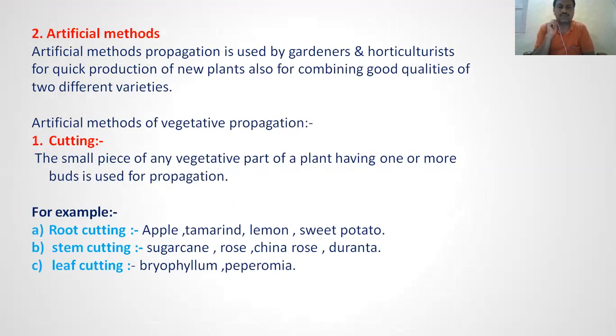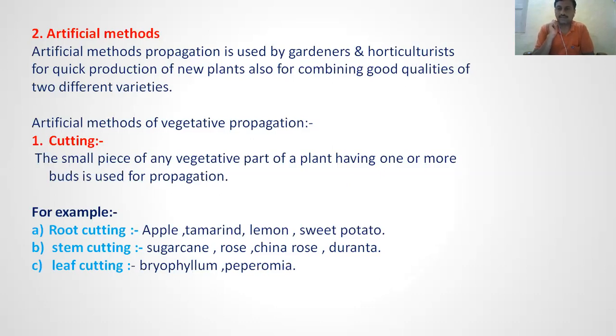Artificial propagation is used by gardeners or horticulturists for quick production of new plants, and also for combining good qualities of two different varieties. This artificial technique is a man-made technique. There are different types of artificial methods of vegetative propagation. First, it is cutting.